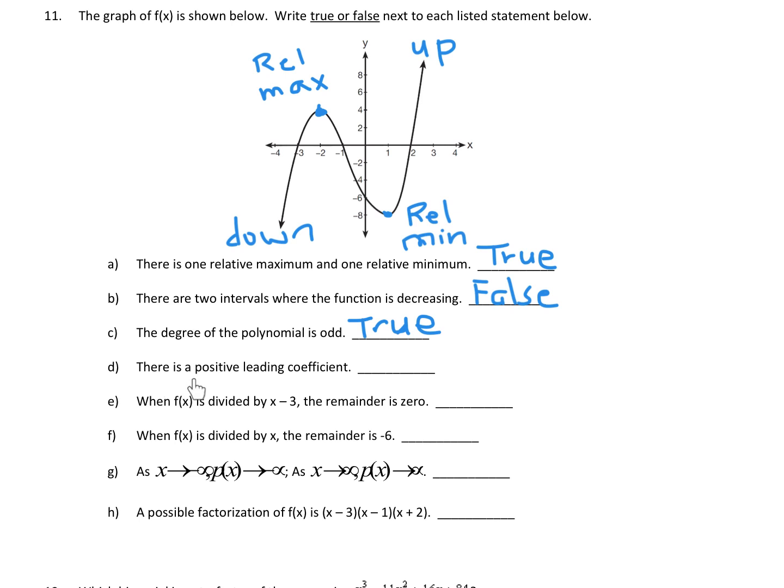Okay, letter D. There is a positive leading coefficient. Well, the only thing we're concerned with is what's going on the right-hand side. If you look at the right, see how that says up? If it's up on the right, it's a positive leading coefficient. If it were to be down on the right, it'd be a negative leading coefficient. So since they say positive, this is a true statement.